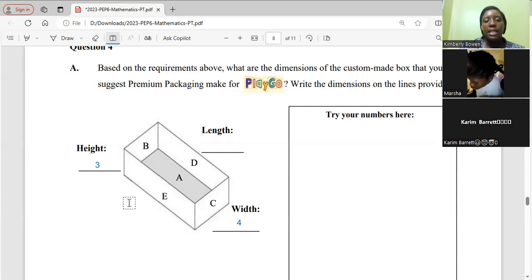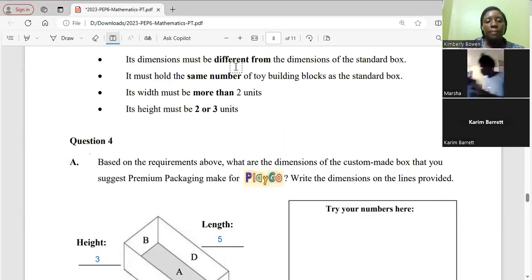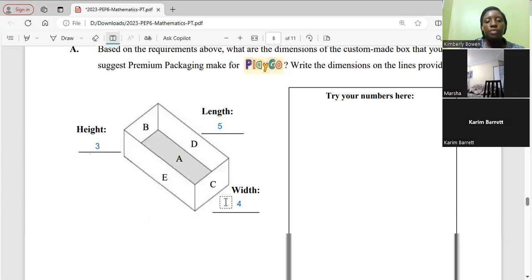So I thought about it and I said that if I multiply 3 times 4, that's 12. And what multiplied by 12 will give me 60? And I know that's 5. So I can use these 3 dimensions. Just let me check if these are meeting my requirements. My height must be 2 or 3. Yes, my height is 3. And my width must be more than 2.